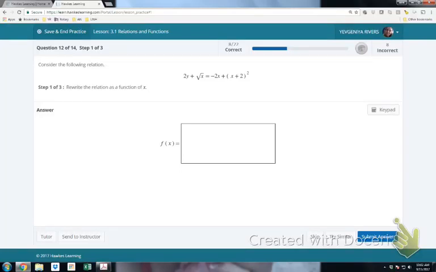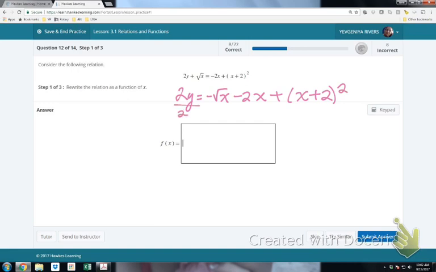So in this question, we're asked to take the relation and rewrite it as a function of x. Okay, so the first thing that we're going to do is try and arrange all of our x terms on one side. So we have 2y is equal to negative square root of x minus 2x plus (x plus 2) squared.